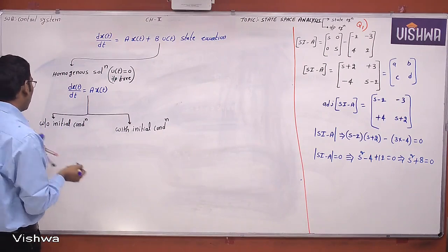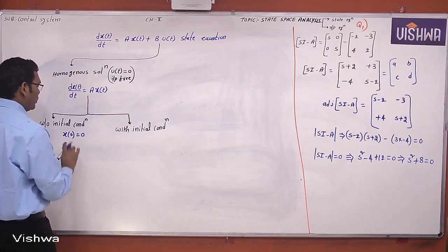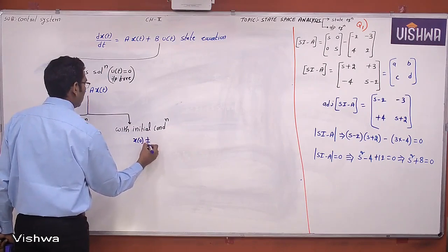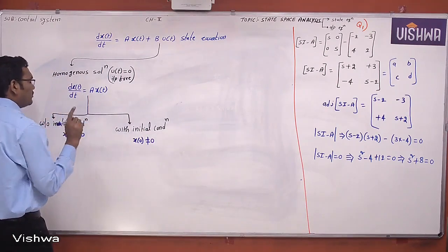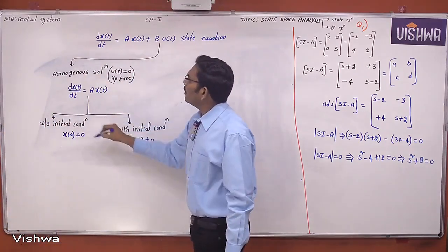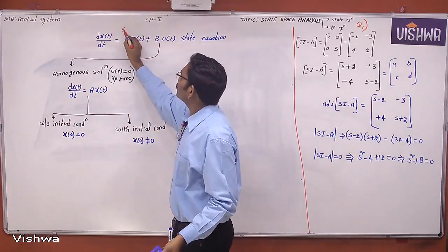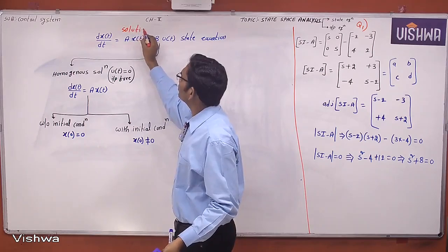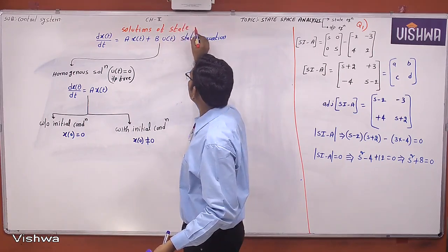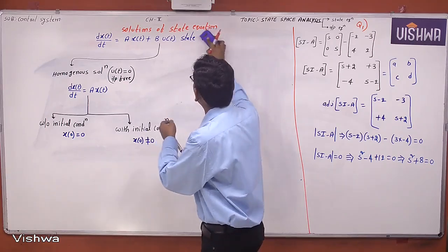Without initial condition means x(0) is not taken. With initial condition means x(0) is available. So this is one set of solutions of the state equation. This is the story of the solution of the state equation.